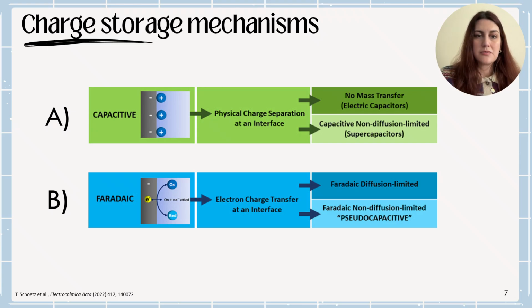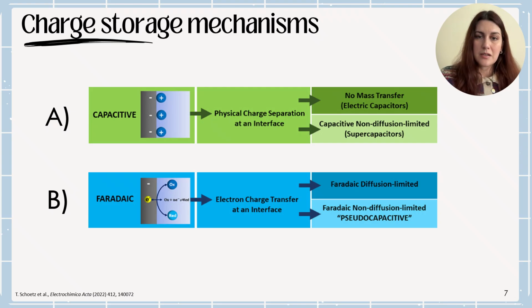On the other hand, Faraday charge storage occurs through electron charge transfer at the electrode-electrolyte interface. Faraday processes can be further divided into two main categories. The first is diffusion-limited Faraday storage, where the system is often limited by diffusion, which can slow down the reaction at high charge or discharge rates. The second case is non-diffusion limited Faraday storage, often referred to as pseudocapacitive charge storage.